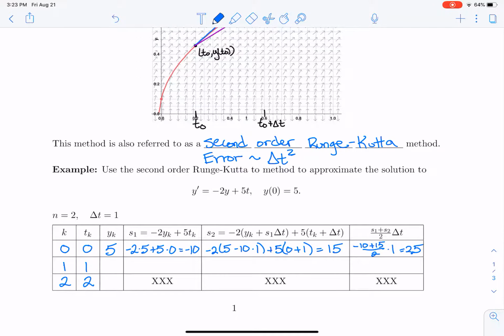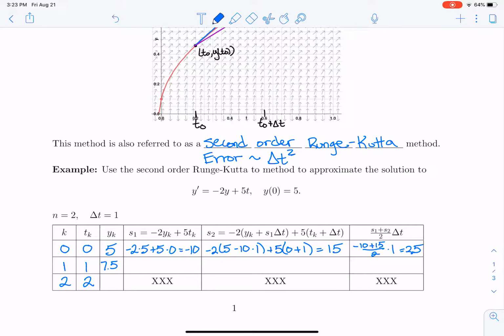So we take the average slopes times delta t, which is 2.5, we add it to y, and in fact, we're going to get 7.5. So now we're going to repeat this process. So we need to come up with the new slope, S1.